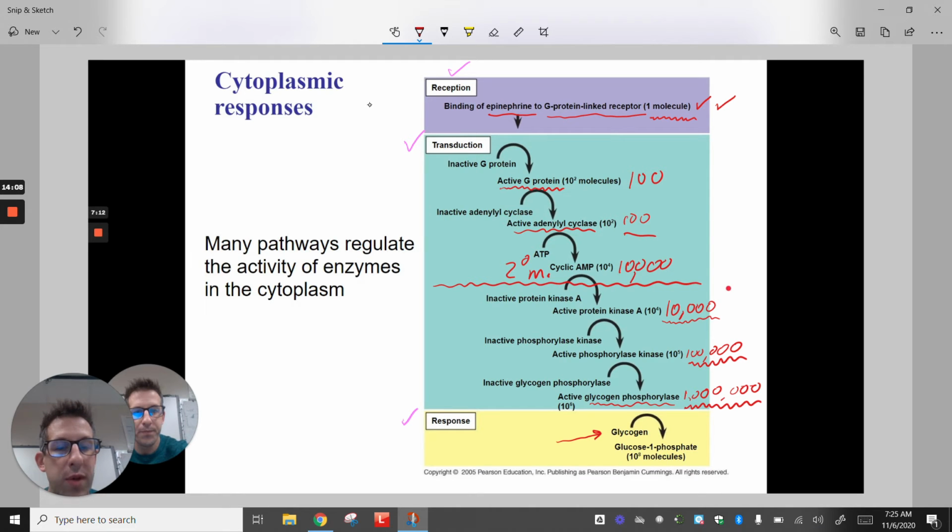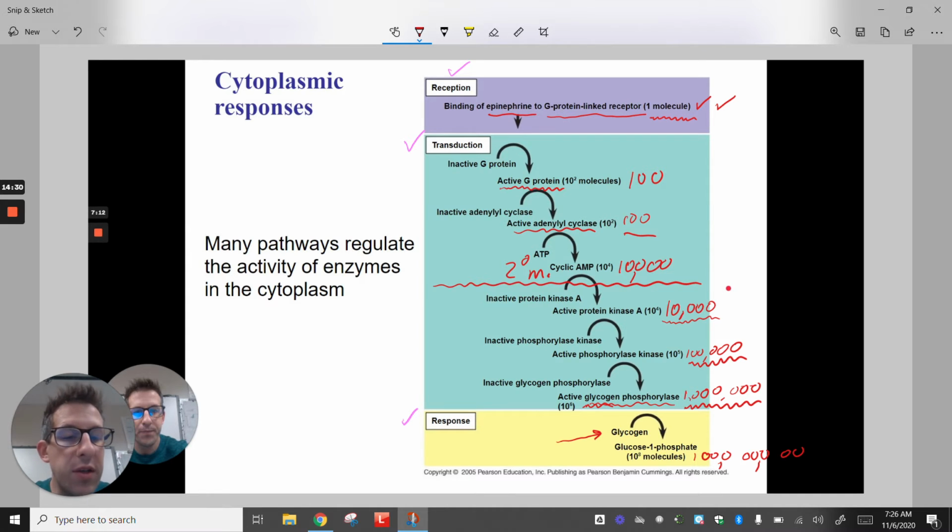So these 1 million molecules of glycogen phosphorylase are going to then give you one, let's see if I can do this math. I'm going to take 1 million and add 2 more zeros. Okay, so my commas are off.